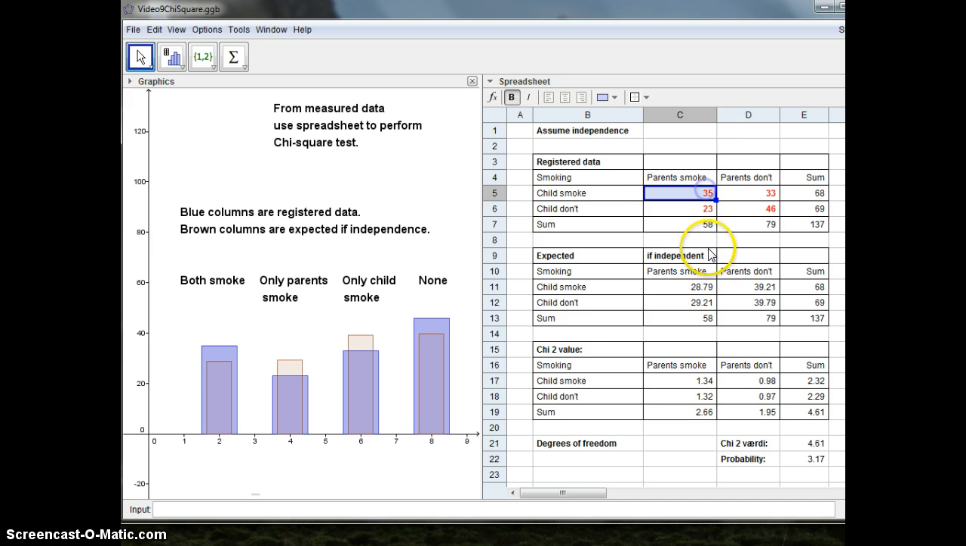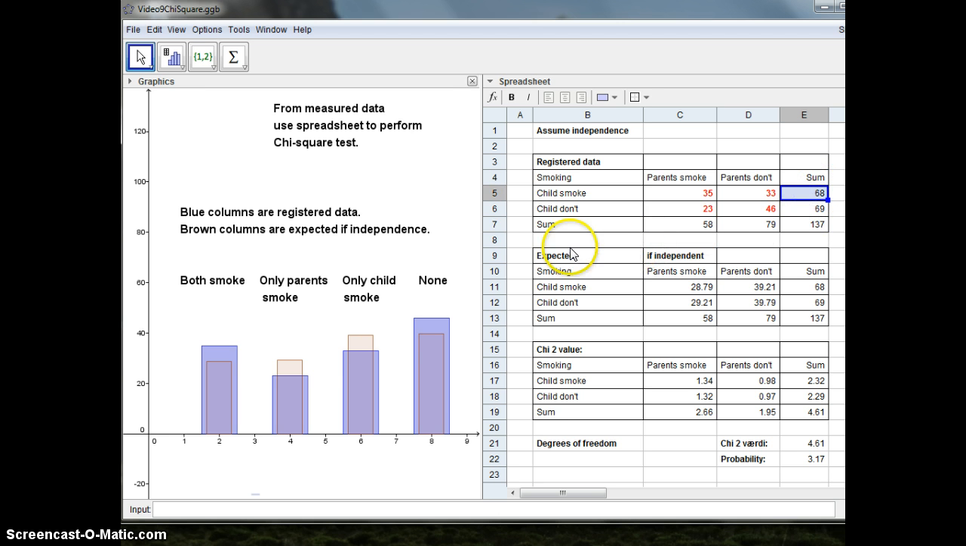So, certified children, they smoke and their parents smoke. 23 children don't smoke even though their parents smoke. If their parents don't smoke, there are still 33 children smoking and 46 homes with no smokers at all. Altogether 137.